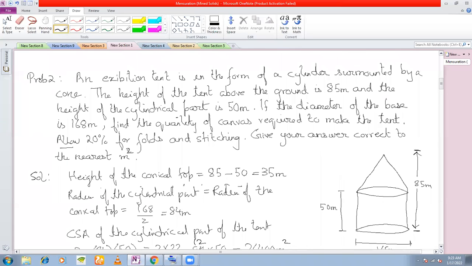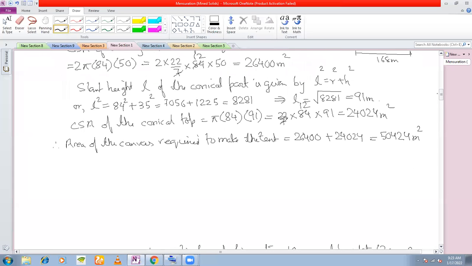See, if you see, they have given allow 20% for folds and stitching. So 20% of the fabric is wasted. This is the minimum fabric that is required. So therefore, wastage is equal to 20% of 50,424, right? Okay, so you get 10,084.8.